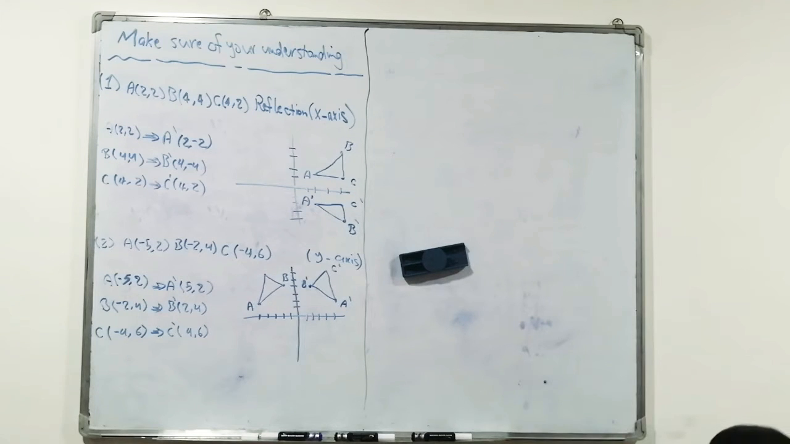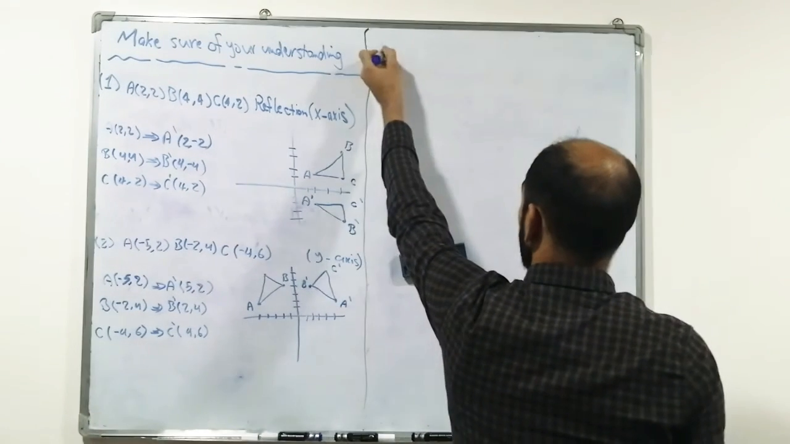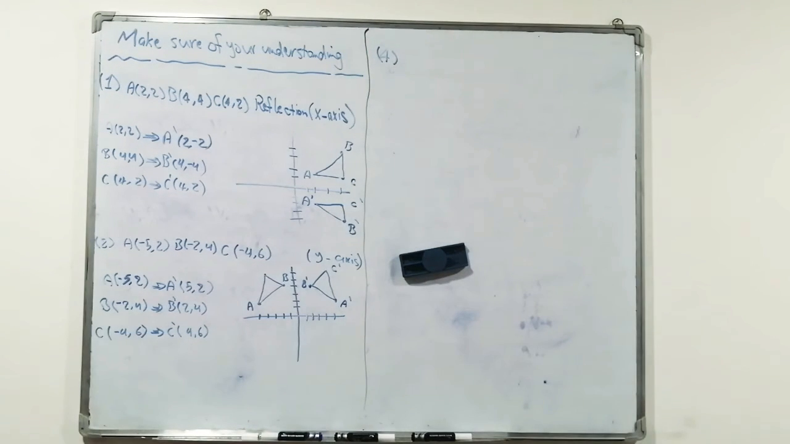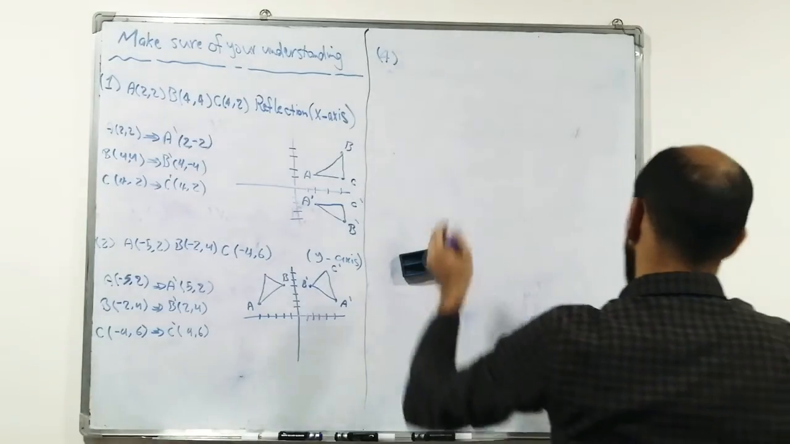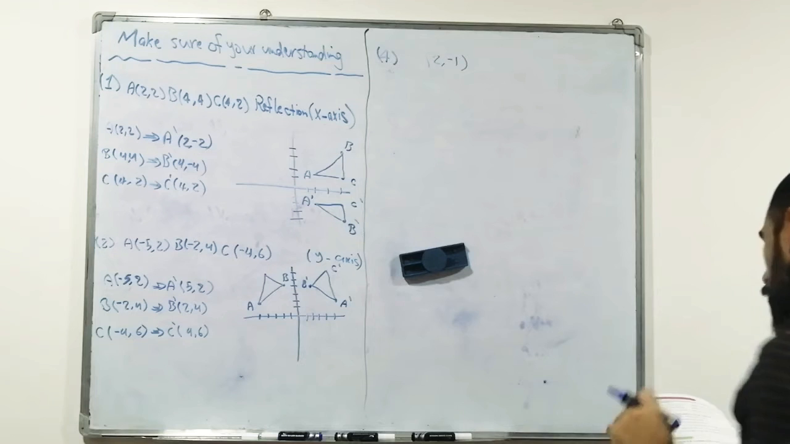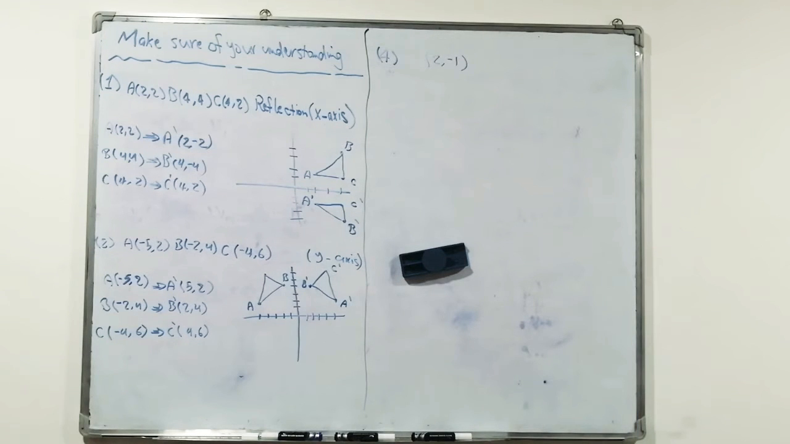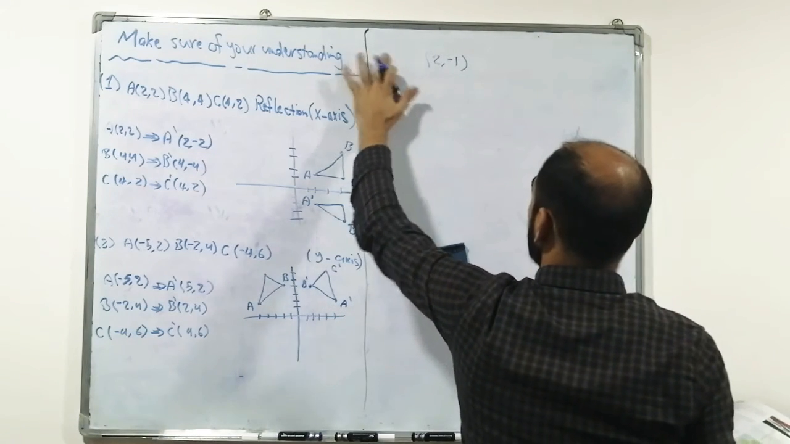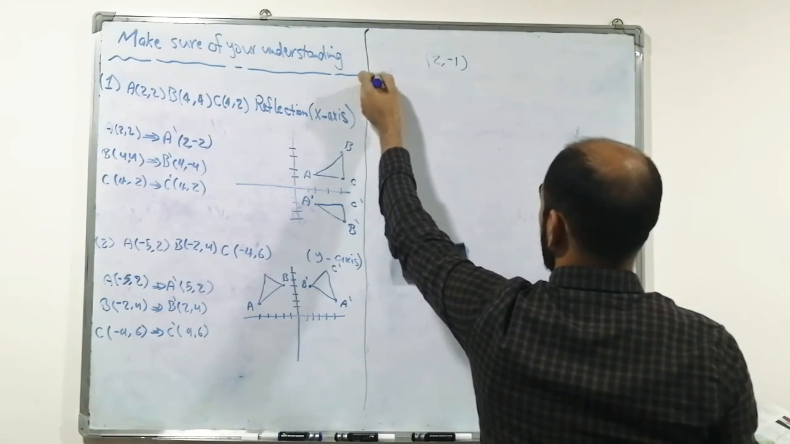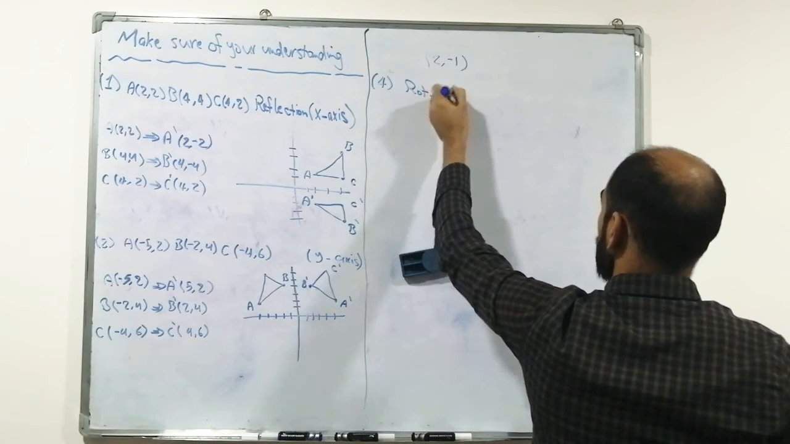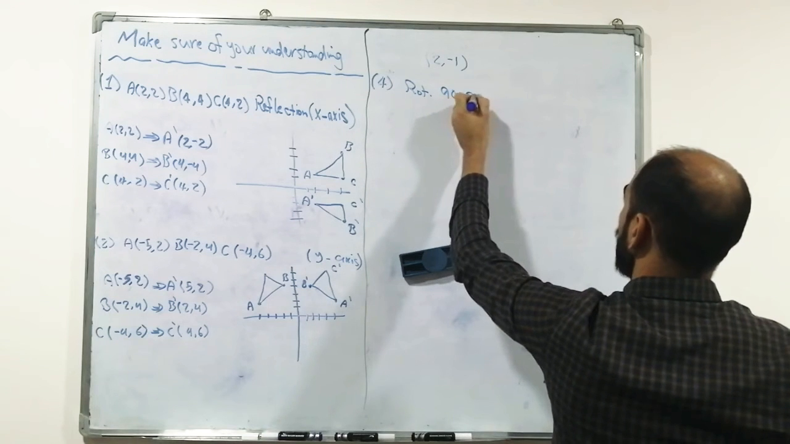Now we will take question number 4. In question number 4 we have to find the image of the point (2, -1). We have the point (2, -1). In the following cases, we have many cases. For question number 4: rotation 90 degree anti-clockwise.